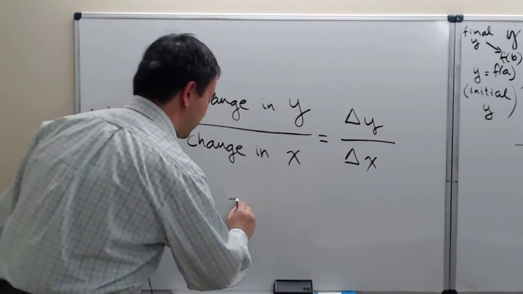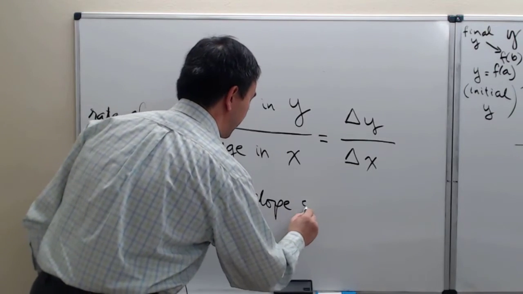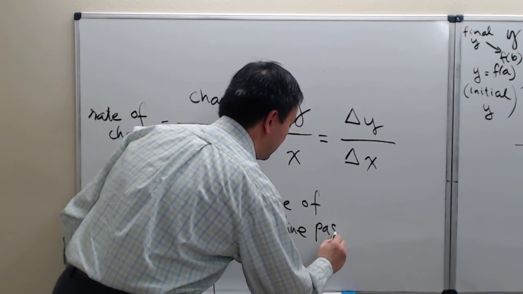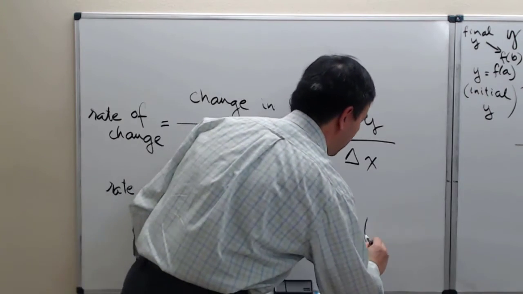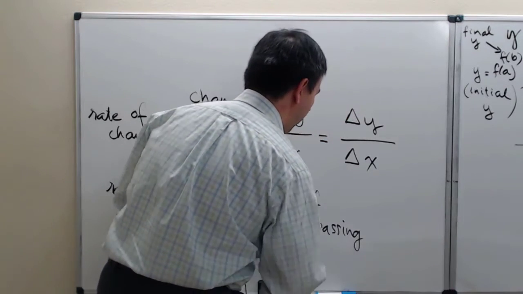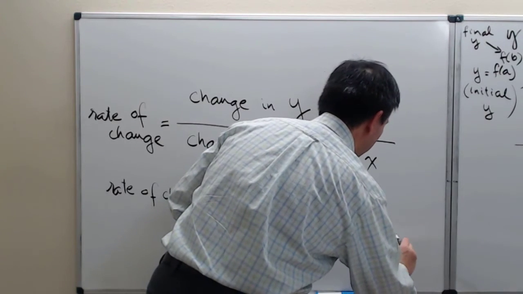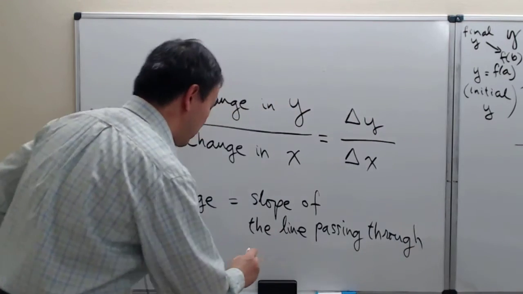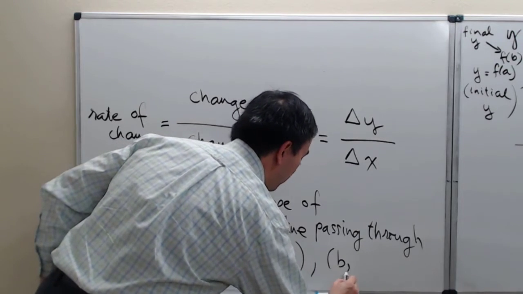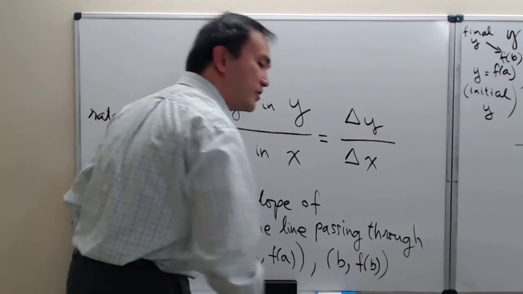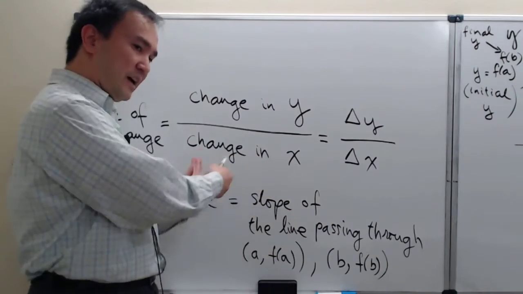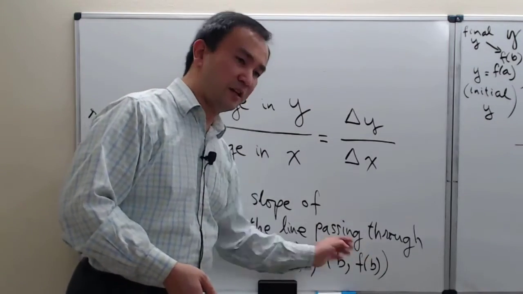What I was trying to say earlier is that it's the slope of the line passing through the 2 points. Those 2 points are A, comma, f of A, and the other point is B, the later point, and f of B. I'm not saying f of B has to necessarily be lower or higher, but these are 2 pairs of points. The initial point is here on the left, and the final point is here, B, comma, f of B on the right.